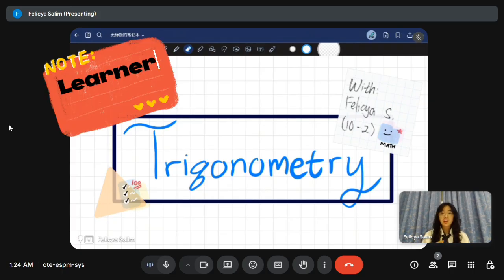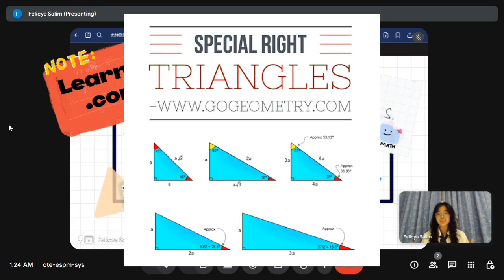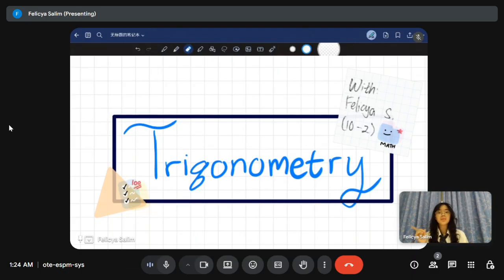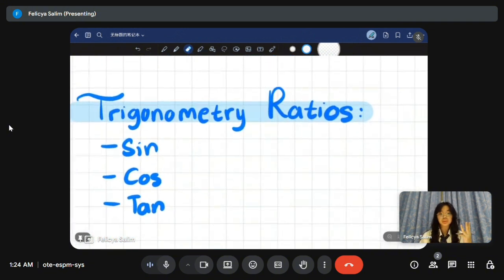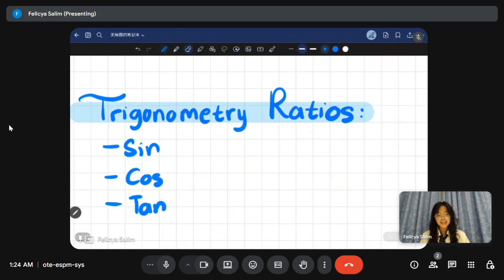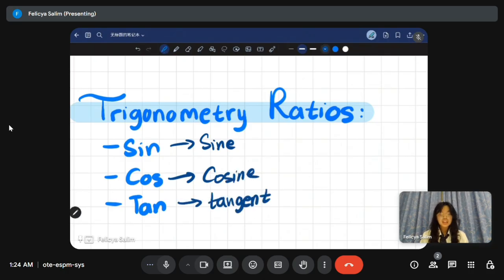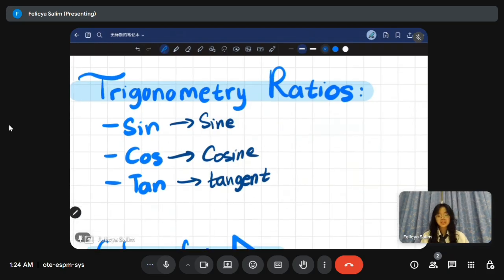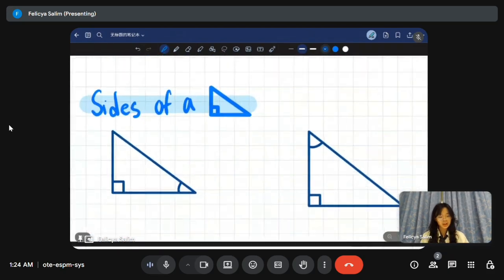So based on learner.com, trigonometry is a branch of mathematics that deals with the study of triangles. In trigonometry, we will study the relationships between the sides and the angles of the triangles, which there are three trigonometry ratios: sin, which we can say as sine, cos as cosine, and tan is tangent. So before I get to saying the formula for sin, cos, and tan, I'm going to teach you guys how to identify the sides of the triangle.